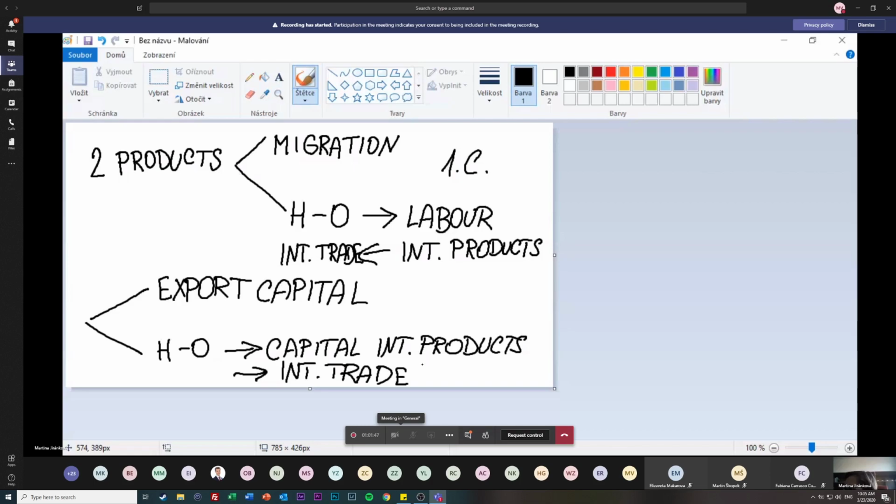The second factor is capital, which we are going to talk about now.